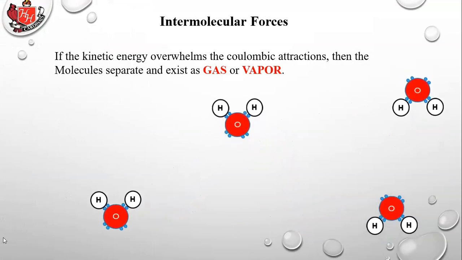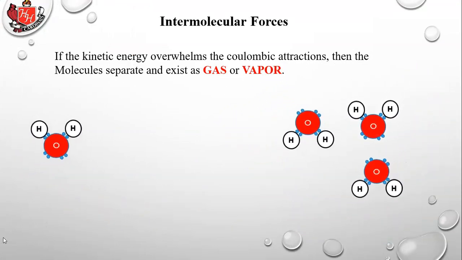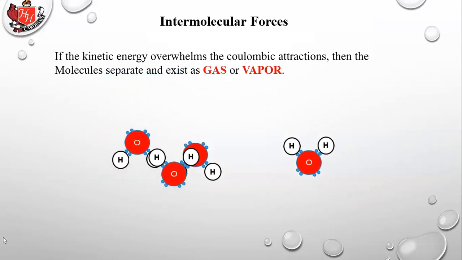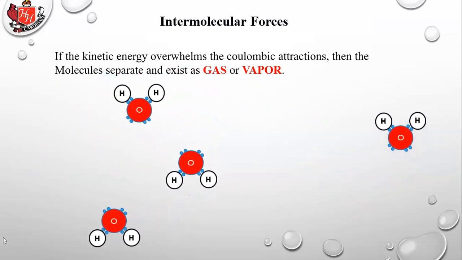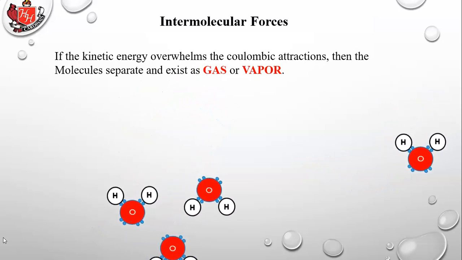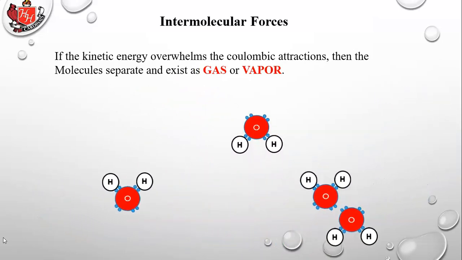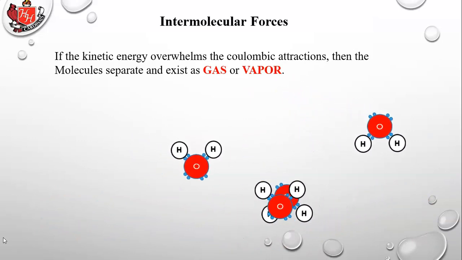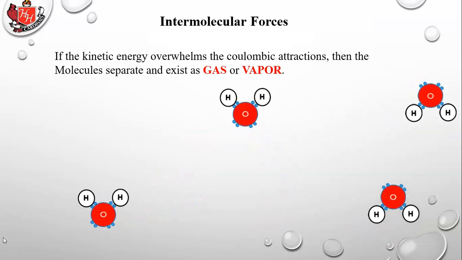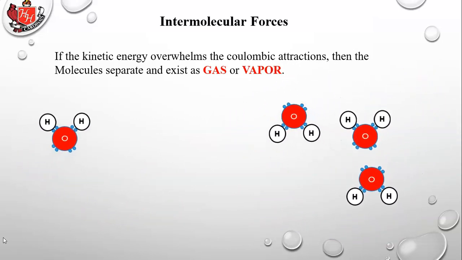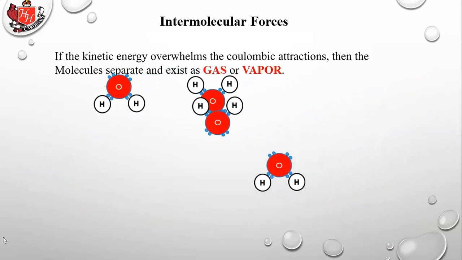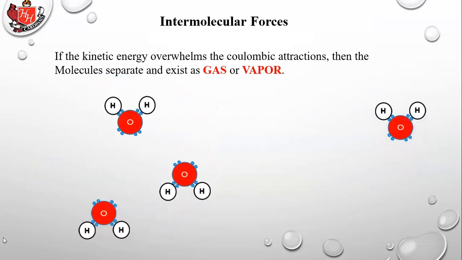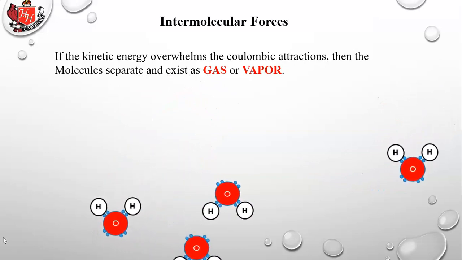So if the kinetic energy overwhelms the Coulombic attractions, then molecules separate and exist as gas vapor. So we saw this image when we were studying gas laws. They move about randomly and independently. They're not just changing direction for no reason. You can think of them as bumping into other vapor molecules or air molecules. If this is steam, it's vaporized water, then they could be bumping into air molecules. Also, heat flows coming up can cause them to change directions as well.